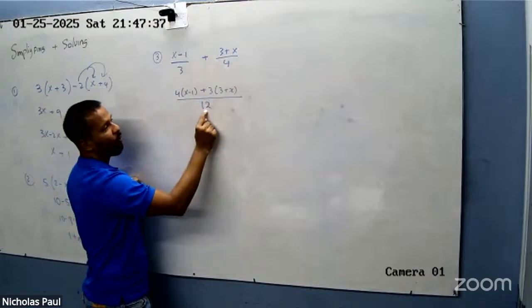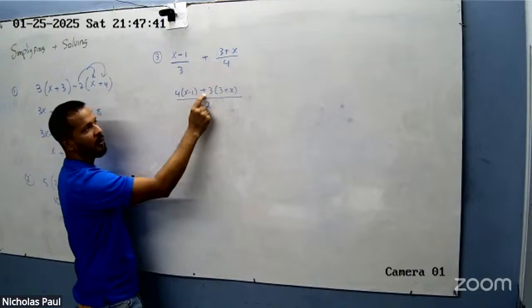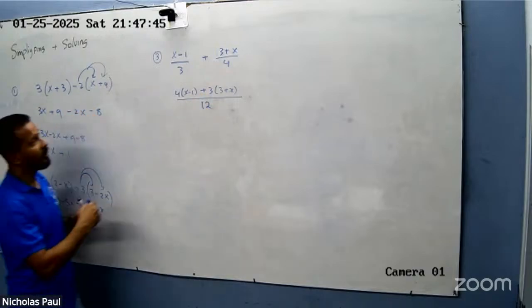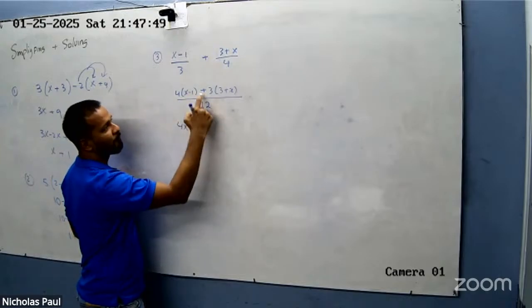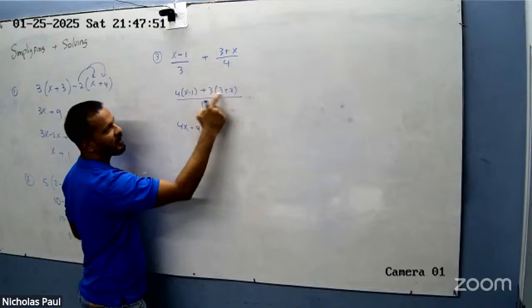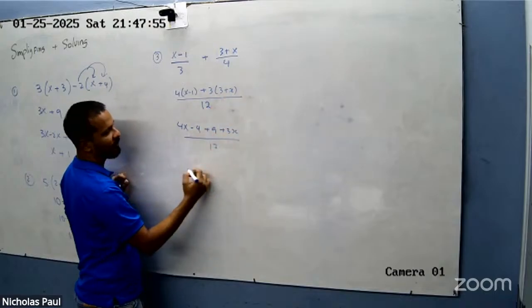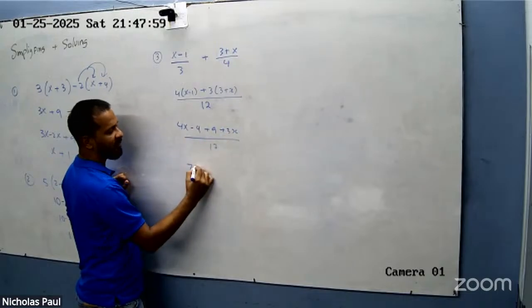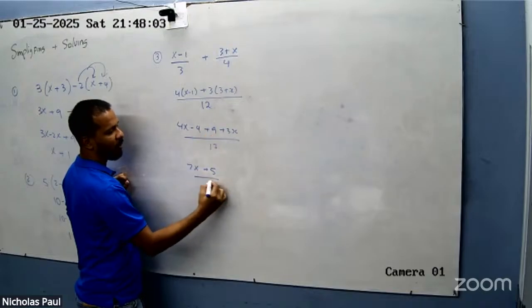3 by 4, 12. 4 by this, 3 by this. And then on top here, you do what you're doing all the time. Okay? So 4 by x, that's 4x. 4 by minus 1, 3 by that is 9. 3 by x is 3x. All over 12. And then bring the like terms together. 4x plus 3x, 7x. Minus 4 plus 9 is 5. All over 12.